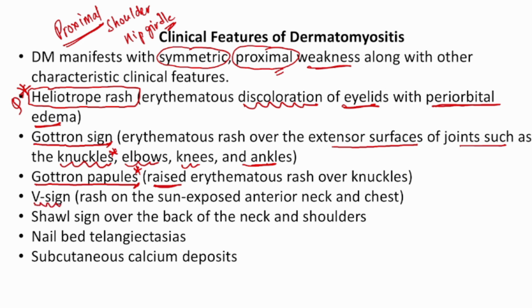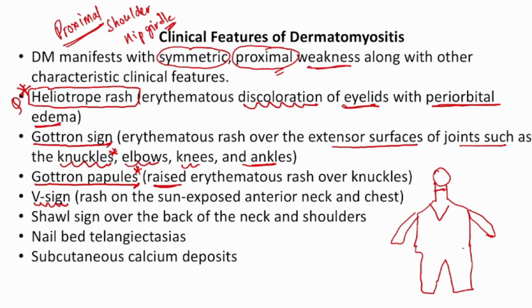Then there is V sign. It is anterior neck and chest, right? For example, this is a person. The anterior neck and chest, which is sun exposed, will get involved. There will be a rash. Which kind of rash? Erythematous rash, right? Erythematous rash over this area. This is called V sign, right? Sun exposed anterior neck and chest.